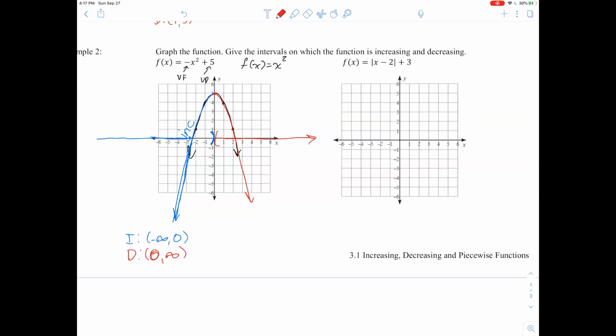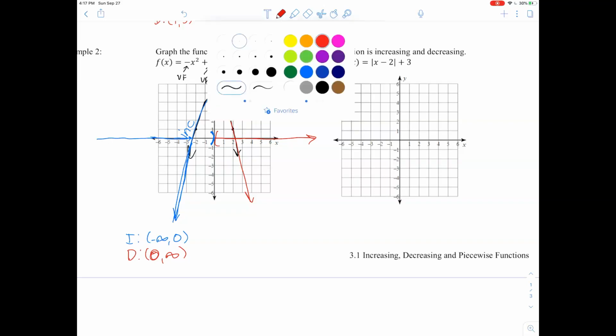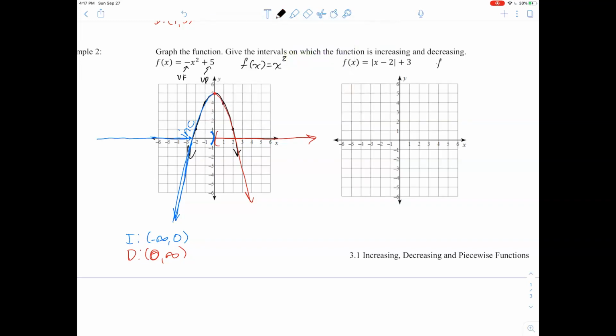All right, next one. All right, let's look at this next one. So this is an absolute value function. So I'm just going to go ahead and remember how to graph the absolute value of x. So 0, 0, absolute value 1, 1, absolute value 2, 2, absolute value -1 is 1. And so there's the parent function.